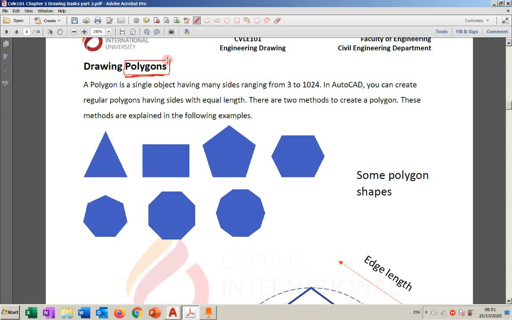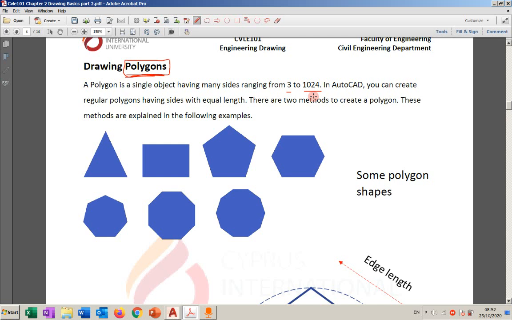Polygon means any shape with multiple edges. Starting with a triangle, it's a polygon. Rectangle, pentagon, and so on. We'll go for hexagon, the rest of them. Any multi-edge shape that we have is going to be a polygon. Now AutoCAD can start from 3 sides to 1024 sides. But before going there, I need you to understand how you would be able to draw polygons. Then you will understand why AutoCAD is using this approach in drawing polygons.